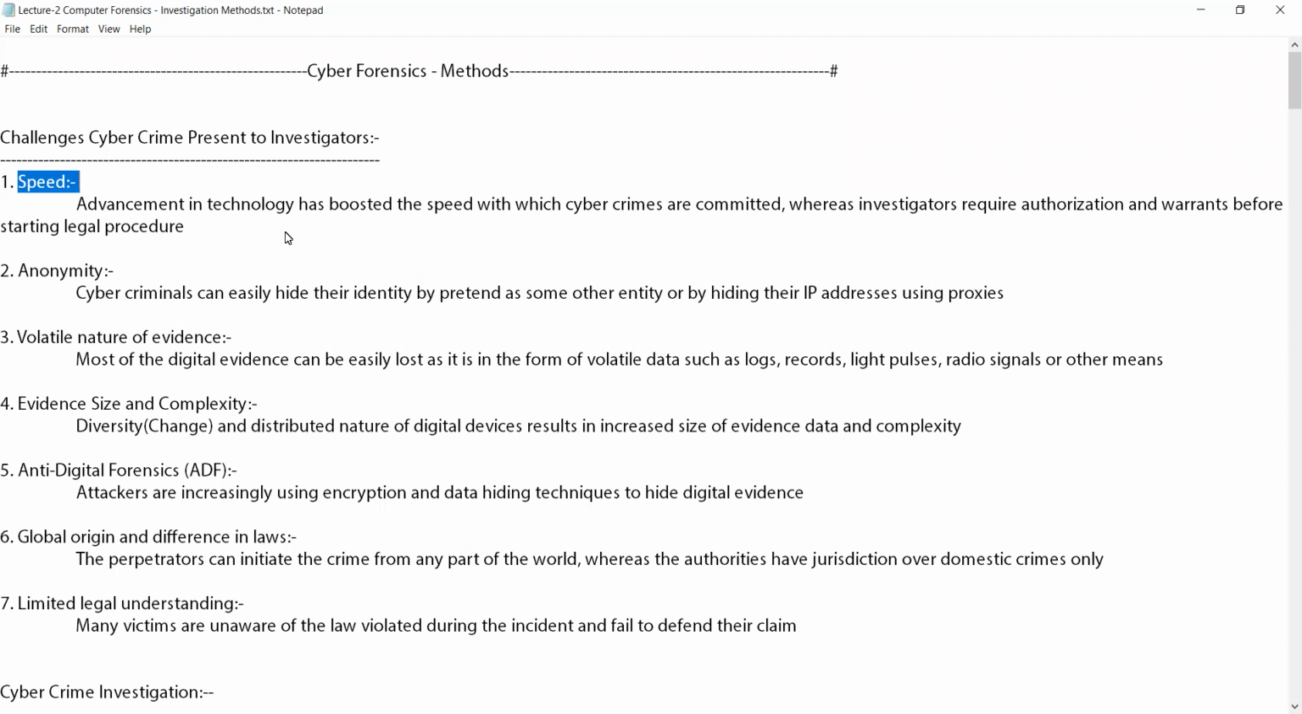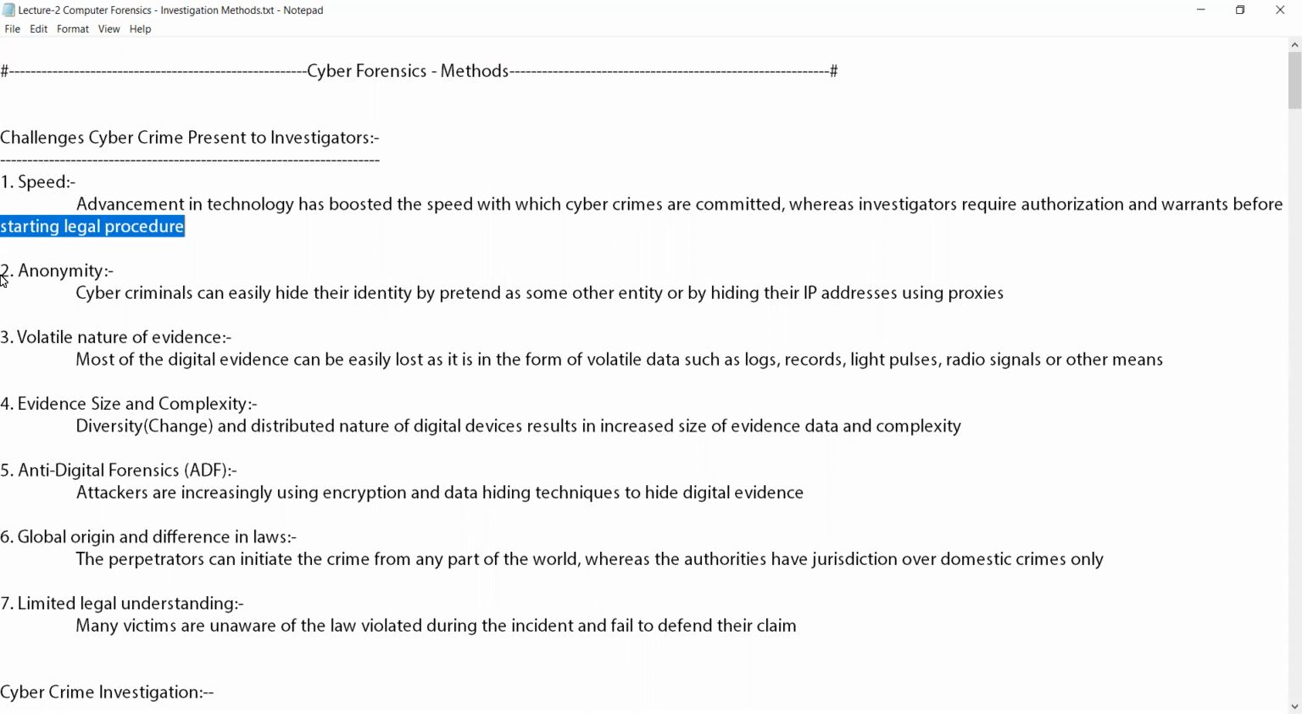We know very well that technology has boosted nowadays and continues to advance. In that scenario, cyber crimes have sped up and different types of cybercrime are committed by cyber criminals. Whereas a cyber investigator requires some authorization and a warrant before starting the legal procedure. So if the cyber forensic investigator wants to start any investigation phase, they first need authorization and a warrant before starting any legal procedure. This is one type of challenge faced by the cyber forensic investigator when they analyze or examine any cyber forensic investigation.